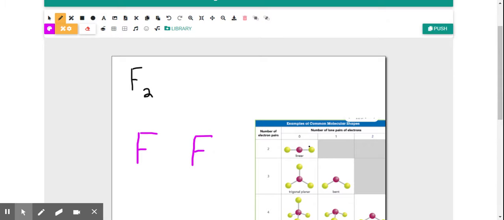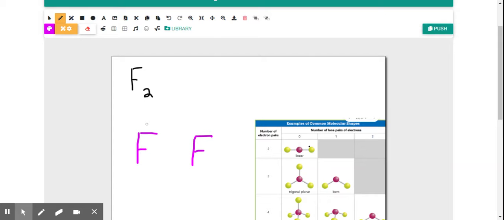If we have 2 fluorines, there's not really a central atom. So anytime you have something we call diatomic, meaning there's 2 of the same element, or even if you have a binary compound, meaning 2 atoms and only 2 atoms, there's not going to be a central atom. We're going to draw this first, then we're going to talk about the shape because it doesn't follow in our table. So let's do this.